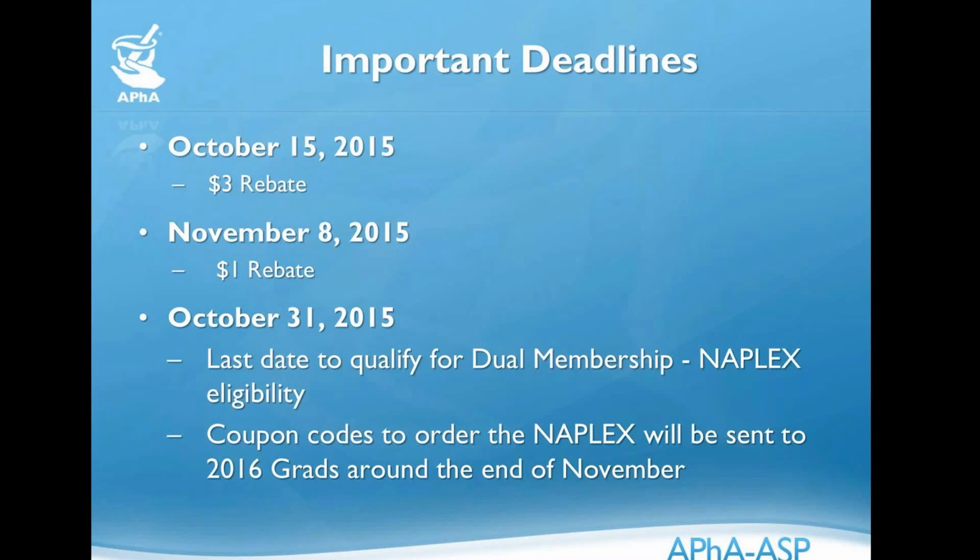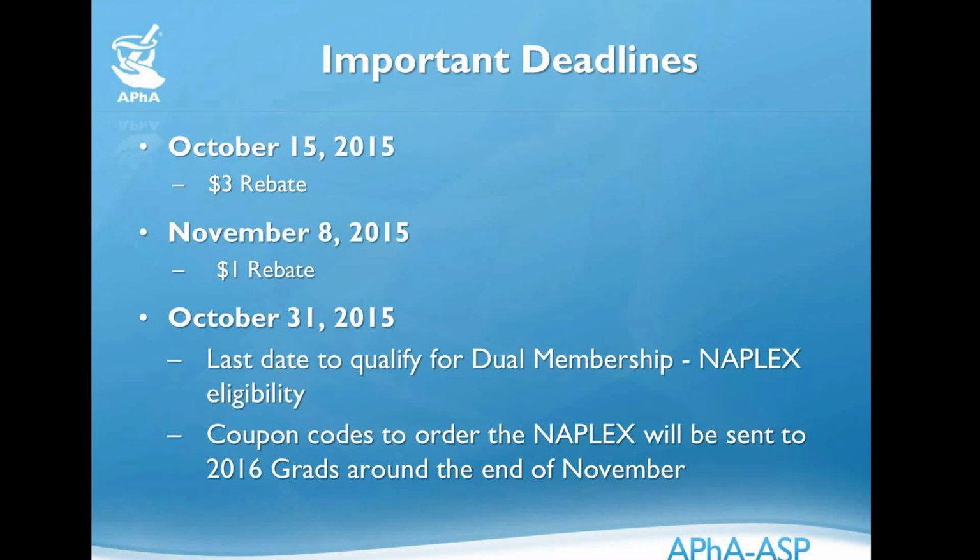November 8th is the next deadline to get a rebate back from APhA, and that's a $1 rebate per person who joins your chapter. October 31st is the last day to qualify for dual membership for NAPLEX eligibility. So anybody in their final year of pharmacy school who applies for dual membership by October 31st will get a free copy of the NAPLEX.